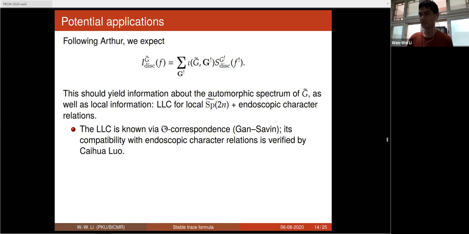For example, the local Langlands is known by using theta correspondence, by Gan and Savin. Given that result by Gan and Savin, you can plug it into the formalism above to ask if it is compatible somehow with the endoscopic character relations predicted by endoscopy. You can formulate this question, but I don't write it down here. This is verified by Luo Caihua, again using local-global arguments, using the elliptic part of the stable trace formula.